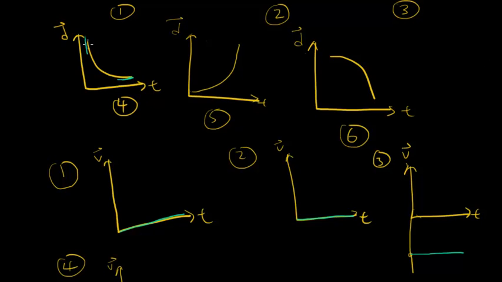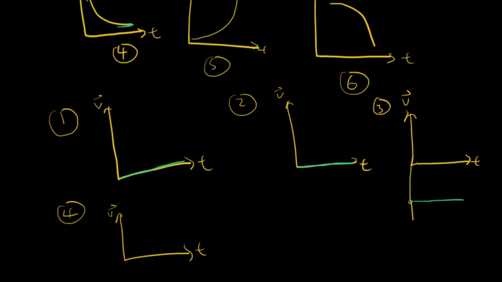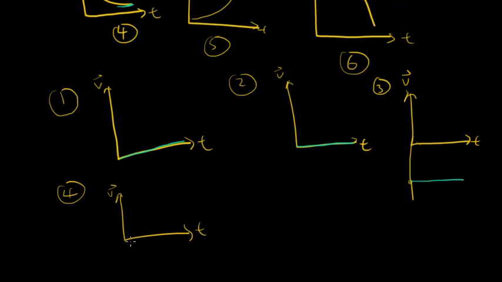So it goes from something high and positive to 0. Let me just extend the graph. It went from something high and positive around here to a 0. So let's draw the graph. Something high and positive to 0. And this is how the graph would look like. How about number 5?